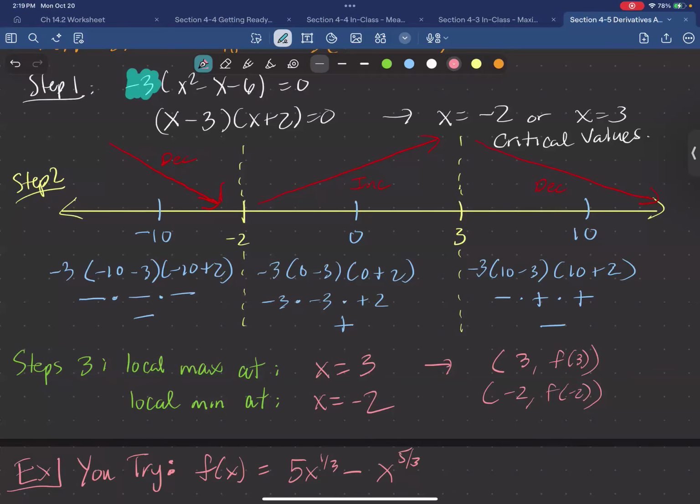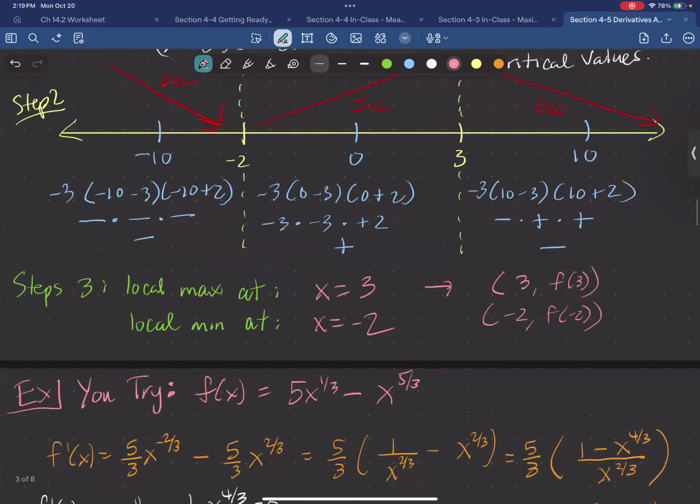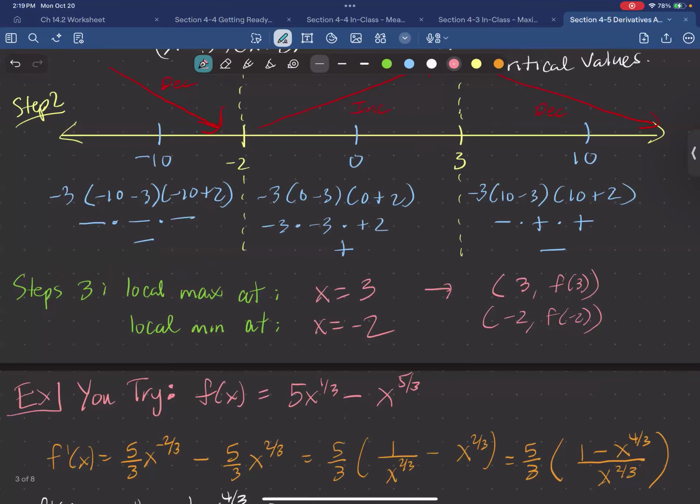All right, I figure you did that. I get 5/3 x to the negative 2/3 minus 5/3 x to the 2/3. I rewrote it where we got rid of the negative exponent so I could see it a little bit better. And what I did here is I multiplied this by x to the 2/3 over x to the 2/3. That gave me x to the 4/3 there, and so I was able to have a common denominator.